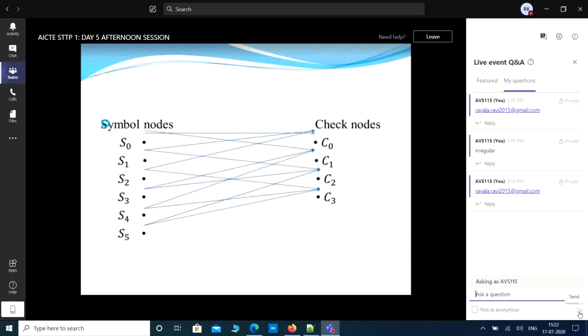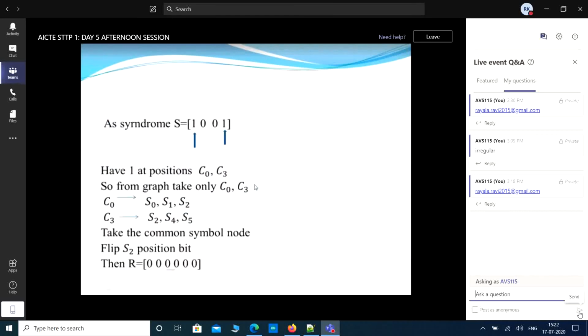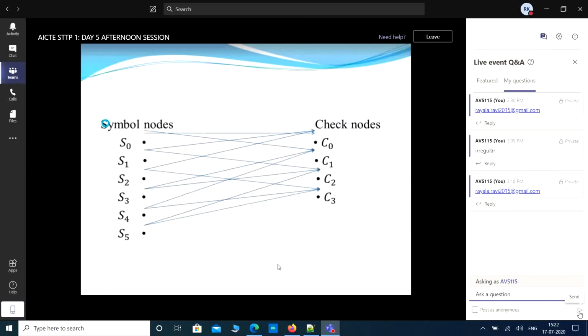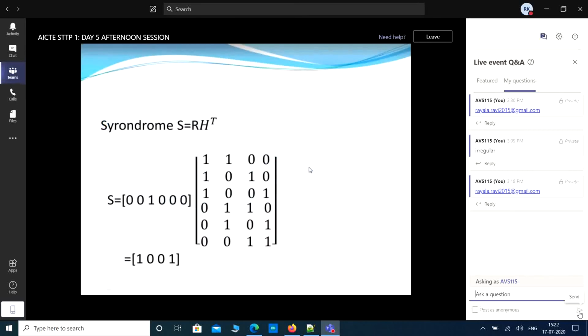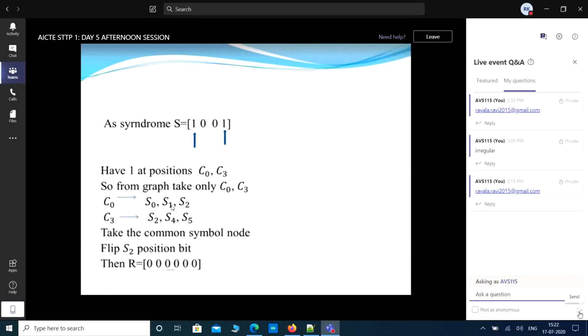C0 is connected to S0 and C0 is connected to S1. So first, check the check node C0. C0 is connected to S0, S1 and also S2. So C0 receives signal from the S0, S1 and S2 nodes only. So C0 is equal to S0, S1, S2.